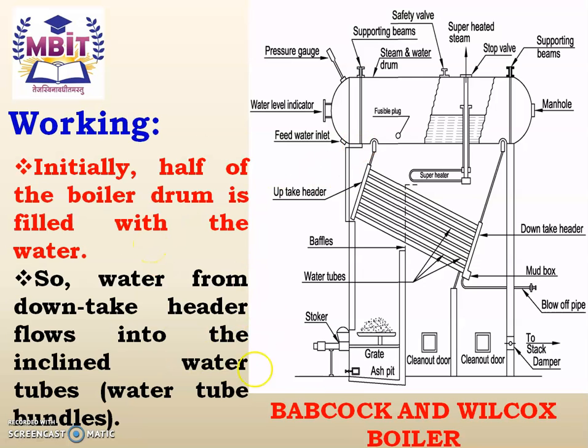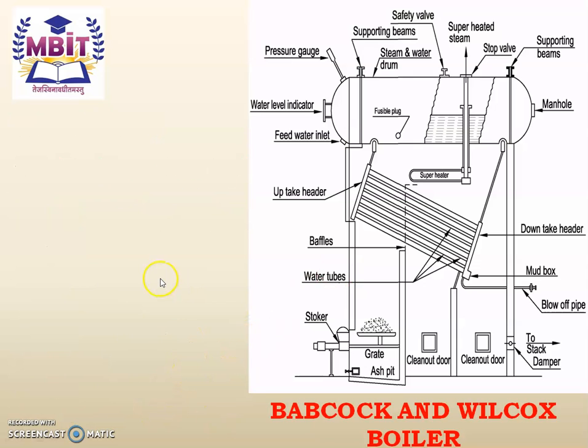Now let us study the working of the Babcock and Wilcox boiler. Initially, half of the boiler drum is filled with water. So you can see here the water filled up to half of the boiler drum. Water from the downtake header flows into the inclined water tubes, and it fills all the water tubes, also known as the water tube bundles.